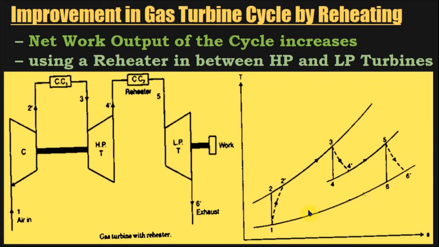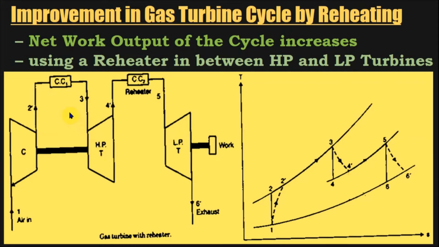Here we have three pressure levels because we are using two-stage expansion by making use of a high pressure turbine and a low pressure turbine. If you ignore the mechanical losses, then the power developed by the high pressure turbine can be utilized to drive the compressor, and the power developed by the low pressure turbine we will get as useful net work output. In general, the net work output from such a cycle can be expressed as the sum of the two turbine works minus the work done on the compressor.